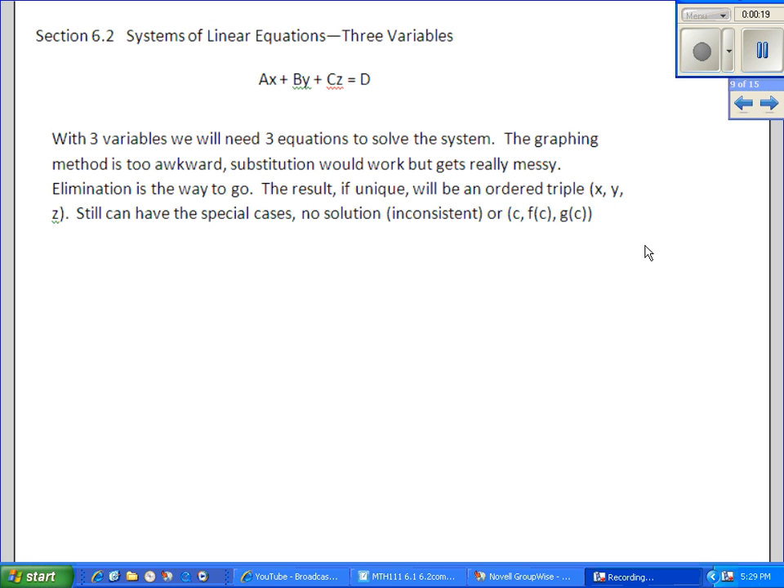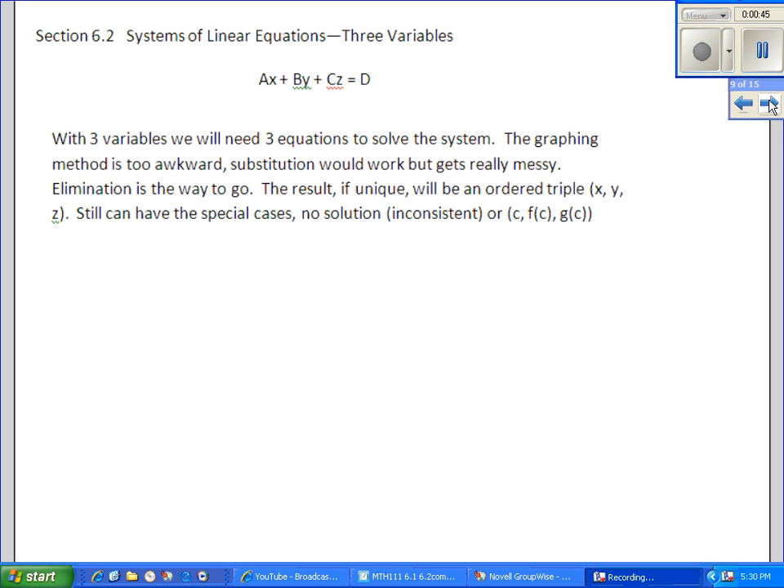And particularly elimination using matrices is really the way to go, and that'll be coming up here in the next section. The result, our solution to the system, if it's a unique solution, is going to be what we call an ordered triple, x, y, and z. We can still have the two special cases, the no solution inconsistent, or the dependent system where we have to describe the solution set in terms of some arbitrary constant.